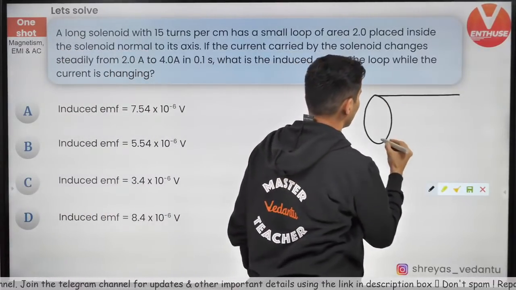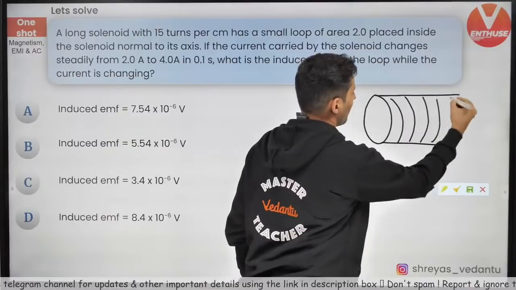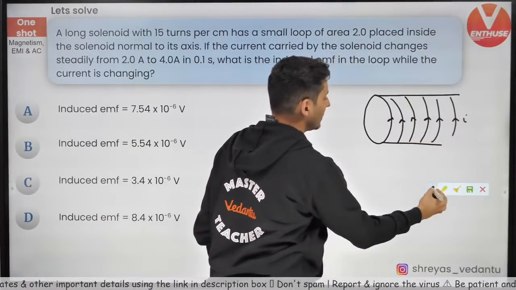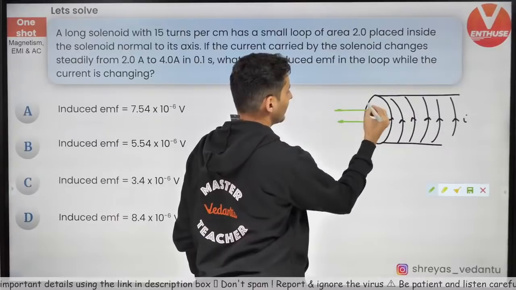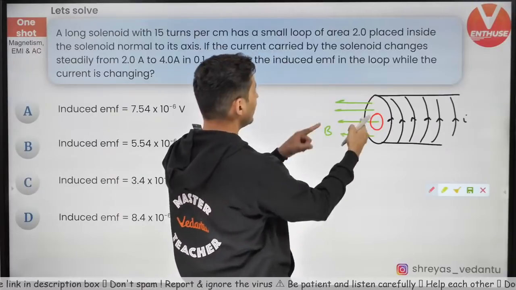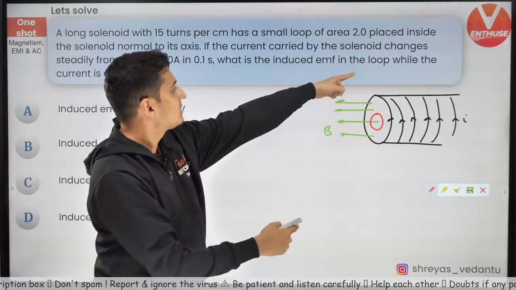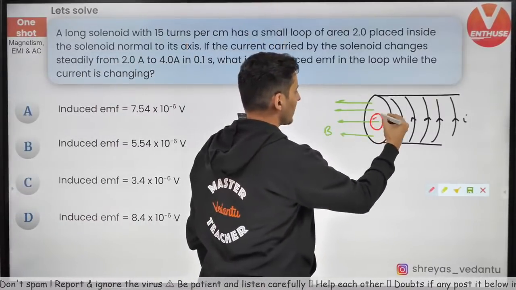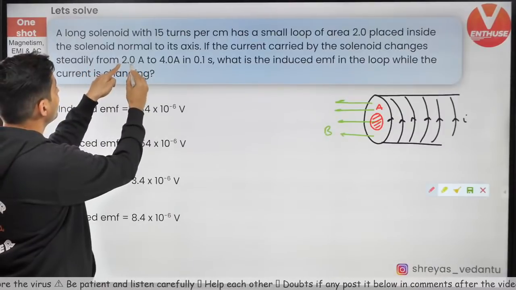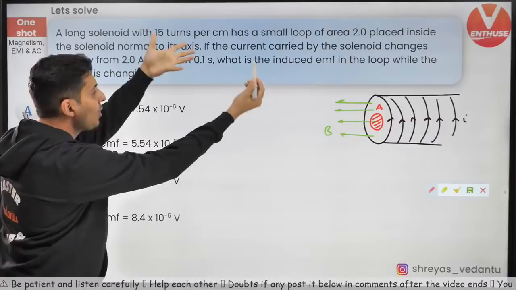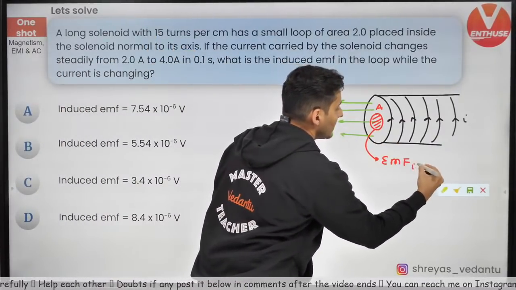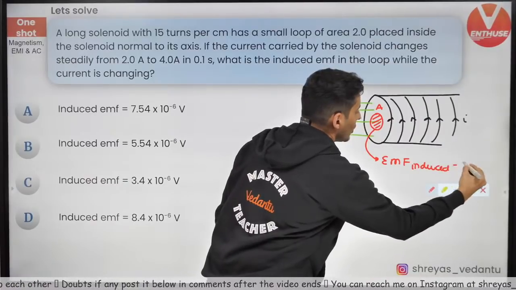So here you have a solenoid, something like this, and there is current flowing in the solenoid. What will this current do? It will create a magnetic field, and you have placed a small coil inside. So the EMF is induced in the loop of a certain area, let's say the area of this is A. Then the question is, if the current changes from this to this in this many seconds, how much EMF is induced in this coil?